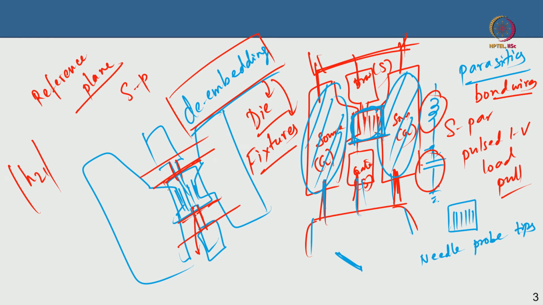So de-embedding is a universal concept. Okay, and here we will only discuss de-embedding in the context of a device, but the basic underlying principle stays the same even when you talk about fixture or package de-embedding. Okay, just have to understand the basic concept here. So now we will start from a recap of a simple small signal model of the device.